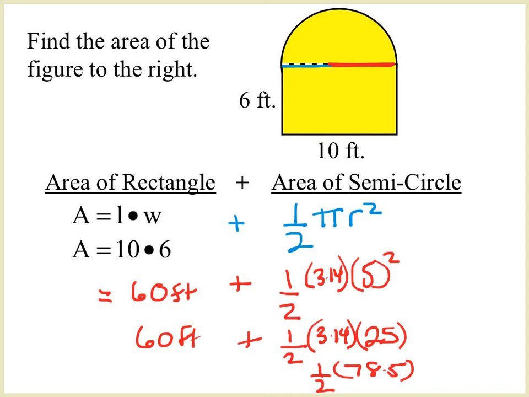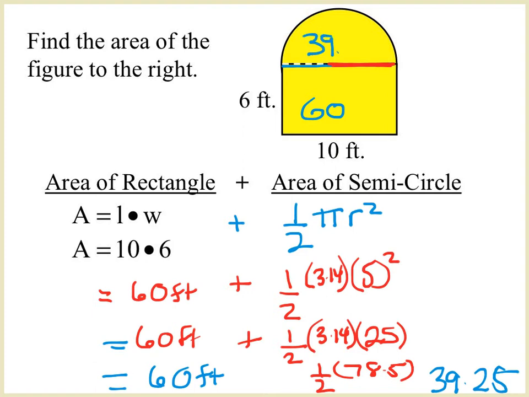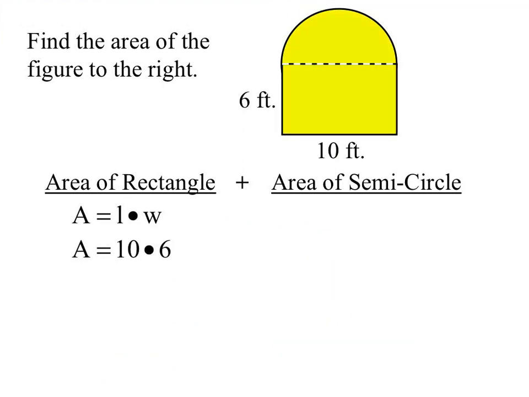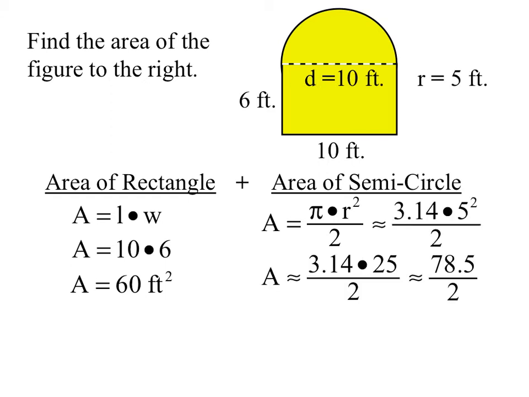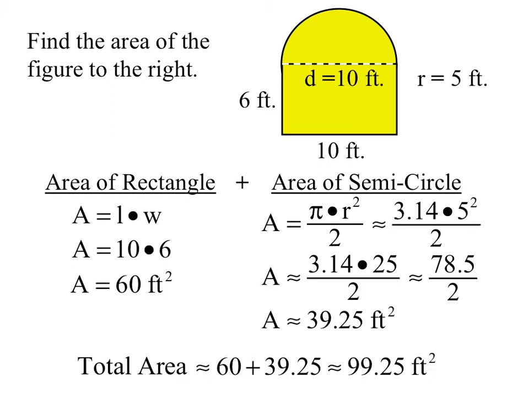And what we get is, I don't have any more room, but I'm going to write it in blue right down here: 39.25. And over here I've got my 60 square feet. I have to add them together because this is the area here and this is the area for here. Remember, it's half of a circle. Add them together, and what we get is 99.25. Pause the recording if you need to write the notes.